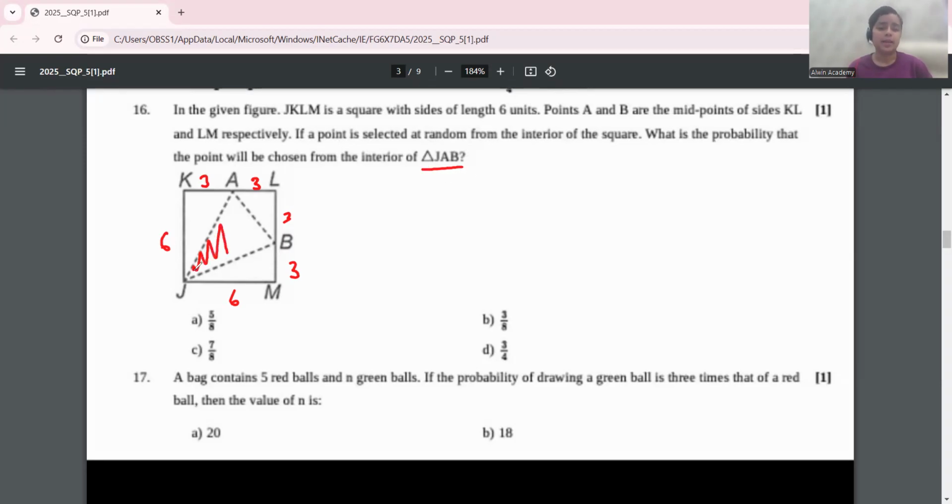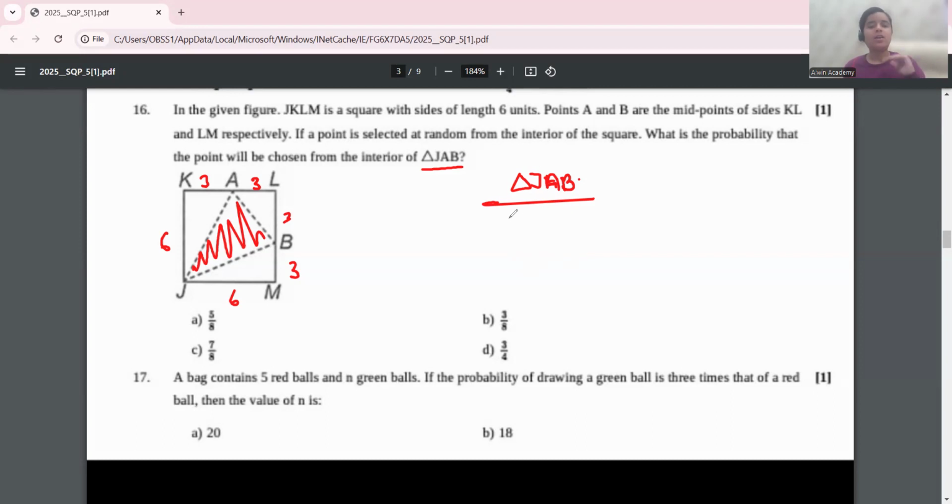This particular triangle. Now, what they are actually asking us here is what is the area of triangle JAB, which is our favorable outcome, right? If we get a point in this area, then we have to calculate its probability.